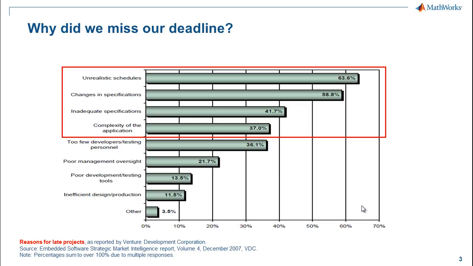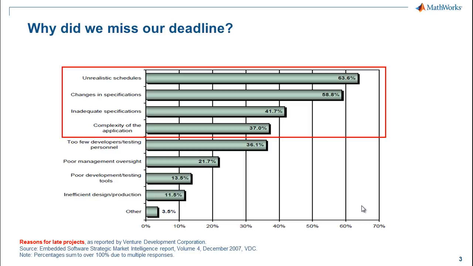Venture Development Corporation, who provided the information on this slide, went out and surveyed a bunch of software engineers in industry and essentially just asked them, why is it that you tend to miss your software deadlines? Of course, the most common answer, if you ask a software engineer, why did you miss your deadline? The software engineer is going to say, well, no one gave me the choice of what the deadline should have been. All right, which is probably what I would have answered if somebody asked me this question too. And so, indeed, that was the most common answer.